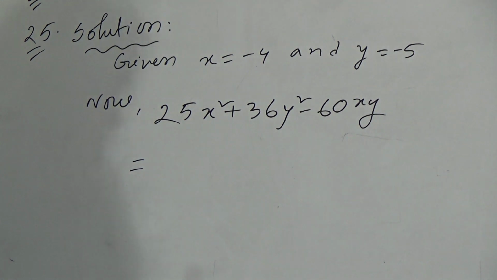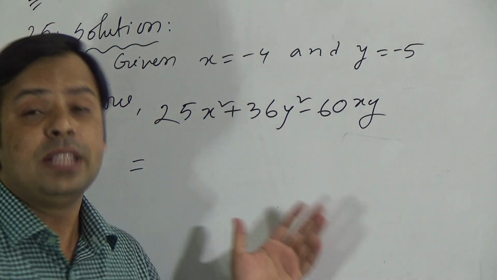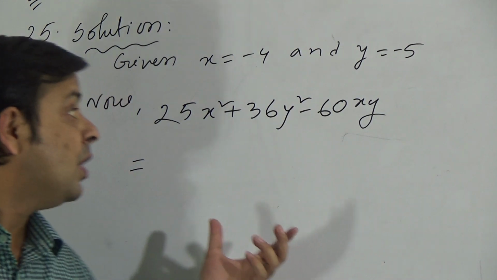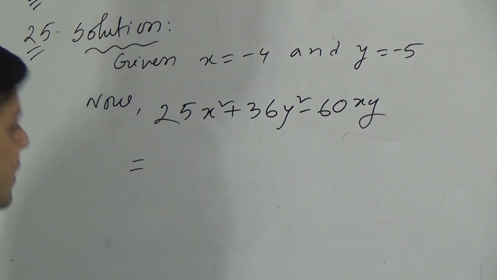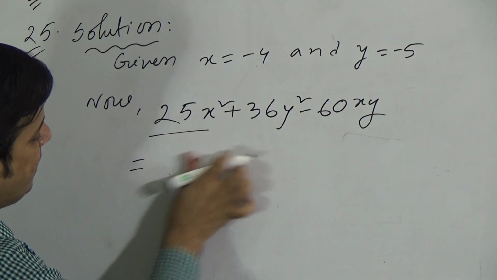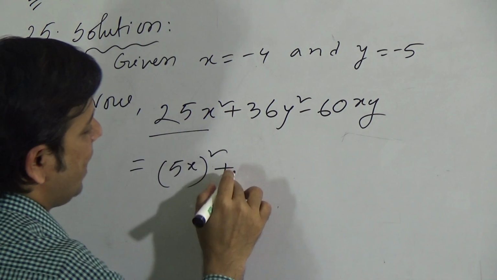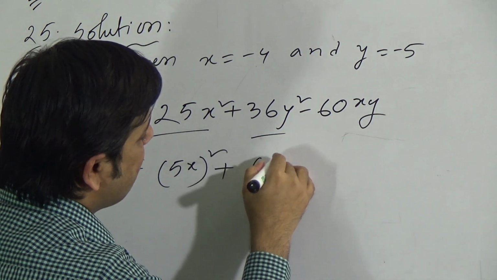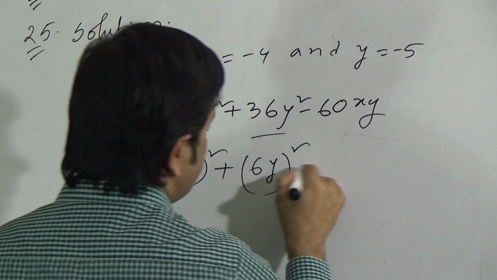To determine the value, dear students, if we put the value of x and y directly, we can determine it, but then the calculation will be a little bit hard for you. But if you apply some technique, it will be easier to solve the question. What will be the technique? Dear students, now if you observe, this is 25x square. This can be expressed as (5x) whole square. Here is plus, and 36y square can be expressed as (6y) whole square, and here is minus.